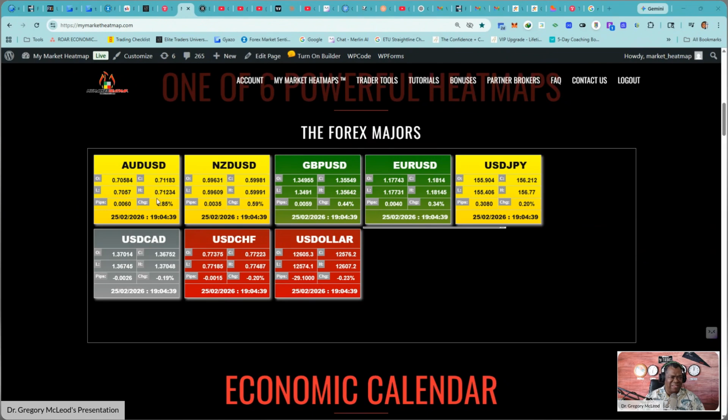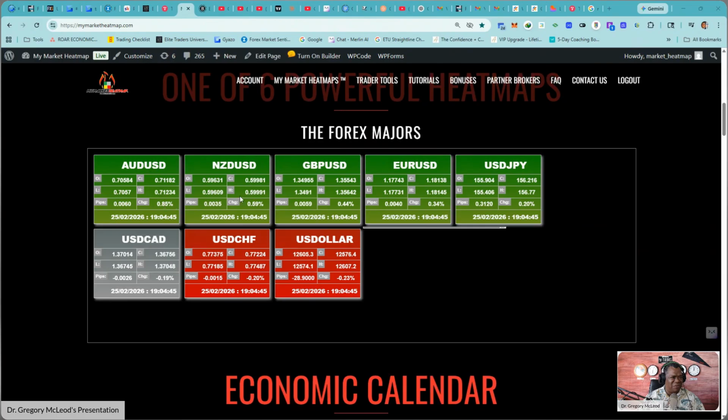Scroll to the bottom, and you can see, here we go, Aussie dollar up from the low that we played that breakout. It kept trucking up 0.85%. Kiwi dollar 0.59, 0.44.